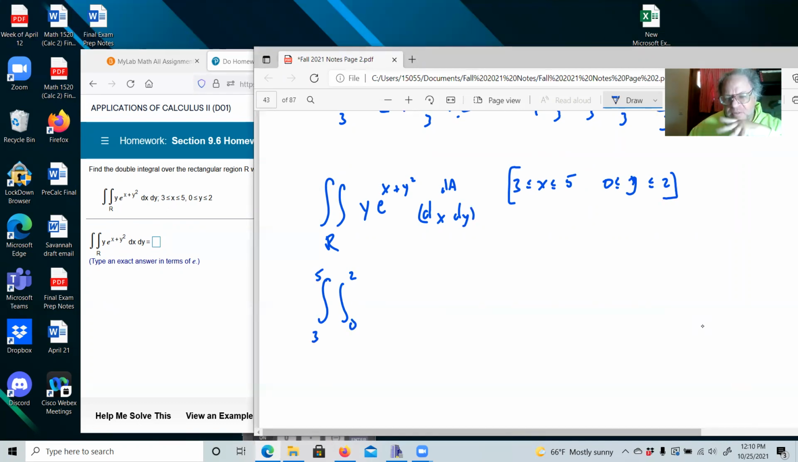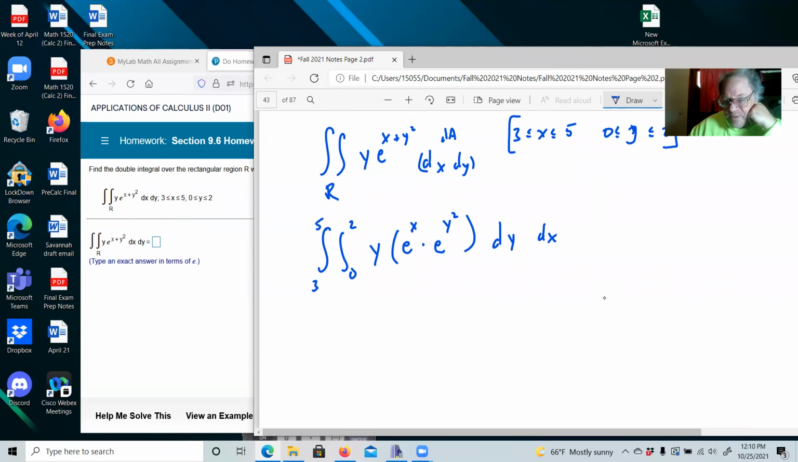Okay, and then I'm going to do the same thing we did before. So we're going to have y times e to the x times, right, because that's what this plus means, e to the y squared. Okay, we went from dy and then dx. Right? So this x is a constant. We could slide this out of the y part of the integral. So this is the integral 3 to 5 of e to the x, integral 0 to 2 of y e to the y squared dy for this little part, and dx for when we get the whole thing.